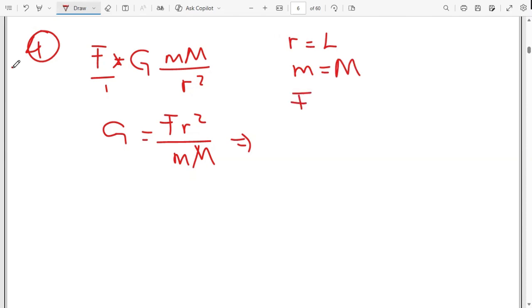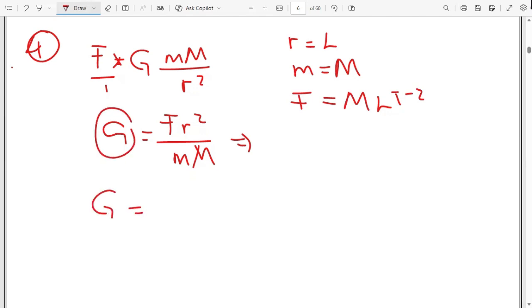Then force is the same as the mass multiplied by acceleration. So I have mass multiplied by LT to the power minus 2. These are the dimensions of the remaining physical quantities that we have in this particular formula. So we're going to use this to find the dimensions of G. We'll plug them into this same formula.